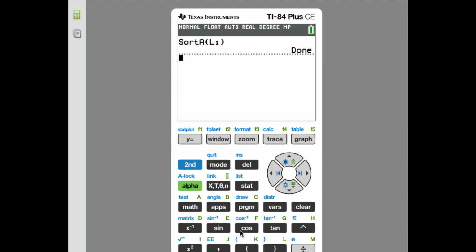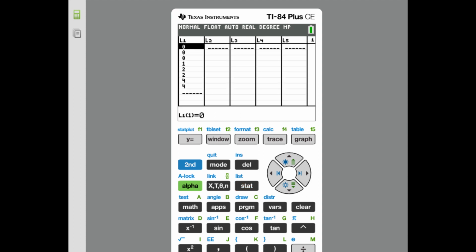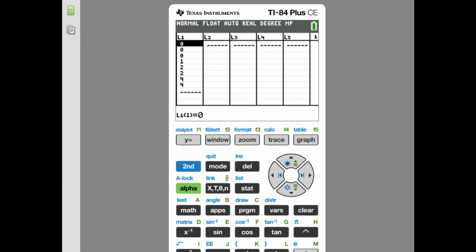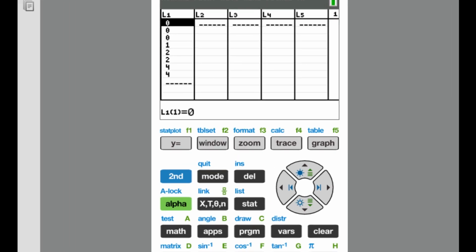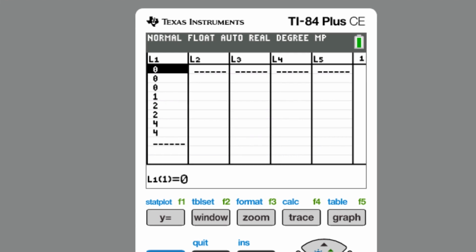Go back and hit what? Stat, edit. It's on edit. Keep it on edit. And then take a very close look. What did it just do with your list? It sorted your list. How? Smallest to largest as you read top down. So what's the frequency of the data value 0? 3. What's the frequency of the data value 1? Frequency of the data value 2. And the data value 4.